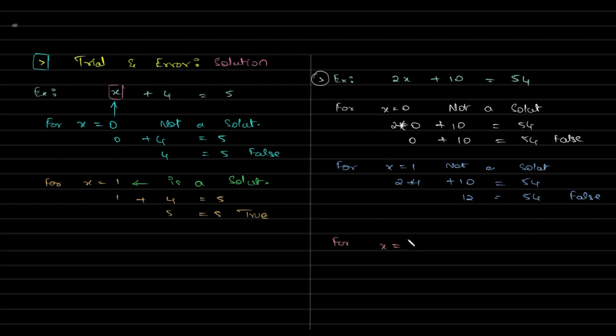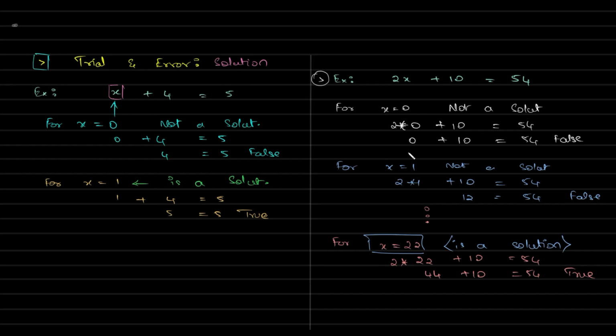So since I have a basic idea of what the answer is, because I'm able to do it with a different method, after trying all the numbers, I'll end up with 22. So 2 into 22 plus 10 is equal to 54. So this is 44 plus 10 is equal to 54. So this is clearly a true statement, right? And thus it is a solution. Okay, so you have x is equal to 22 being the solution.